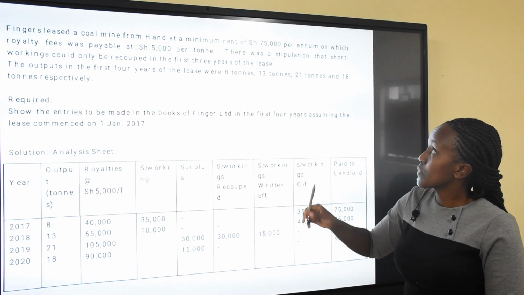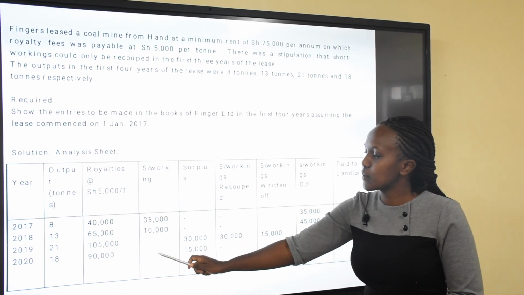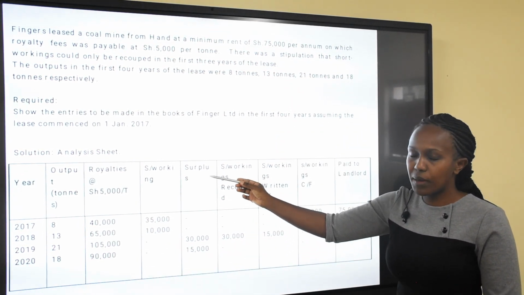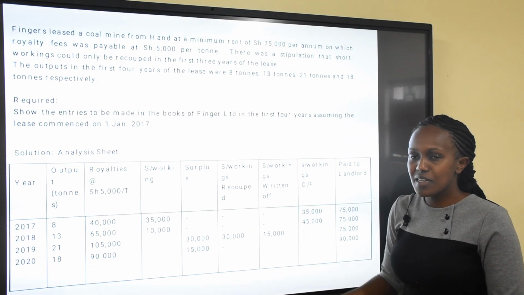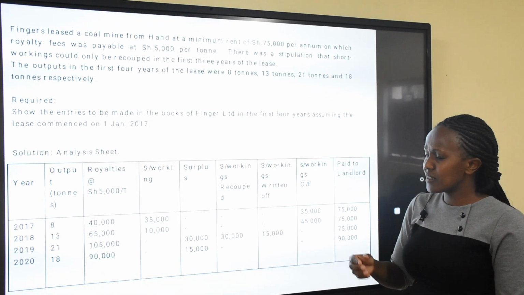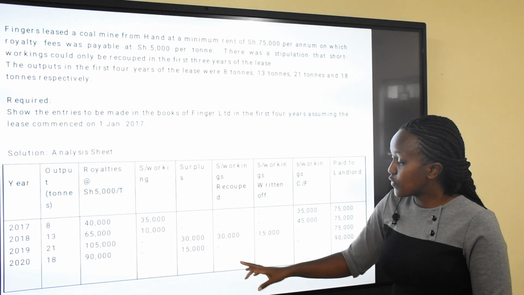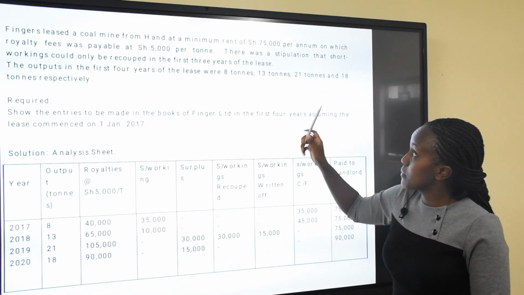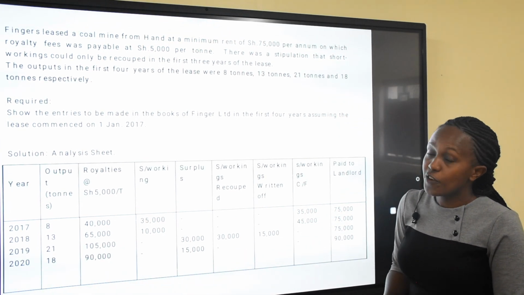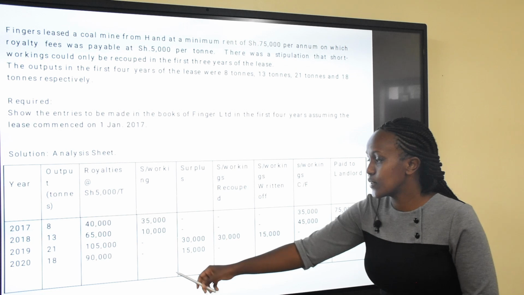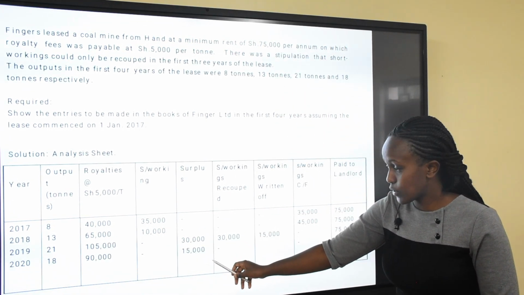Now, in the third year, while the minimum rent is 75,000, the royalties payable was 105,000, meaning now we have a surplus. You can see it is recorded under the column for surplus. In that year, they were able to do well and they got a surplus. The difference is simply 105,000 minus 75,000, giving us a surplus of 30,000. In the fourth year, the same: 90,000 is more than 75,000, giving us a surplus of 15,000.